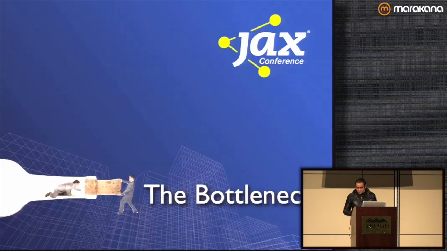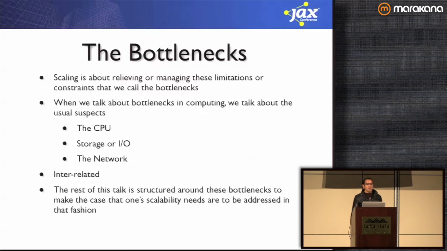So the approach is to look at scalability differently, in terms of what we call the bottlenecks. In the sense that scalability is about relieving or managing these limitations or constraints that we call bottlenecks. And when we talk about bottlenecks in computing, we talk about the usual suspects. We talk about the CPU, we talk about the storage or I/O, and we talk about the network. And they're all kind of interrelated with each other. So the rest of this talk is structured around these bottlenecks to make the case that one's scalability needs or concerns are to be addressed in this fashion as well.